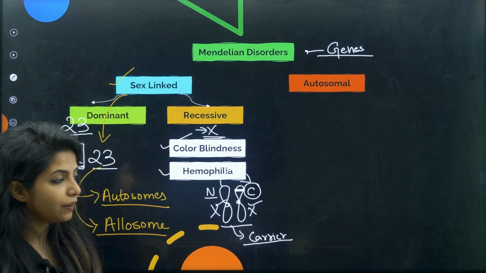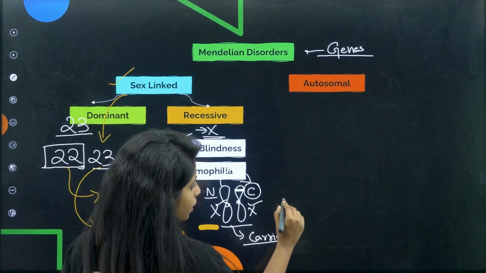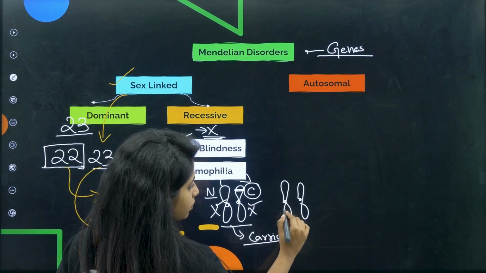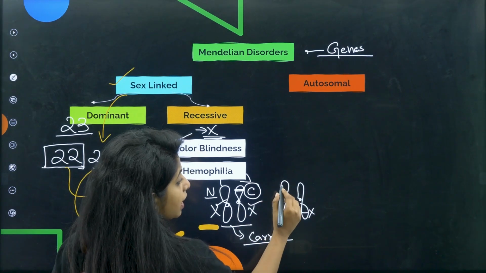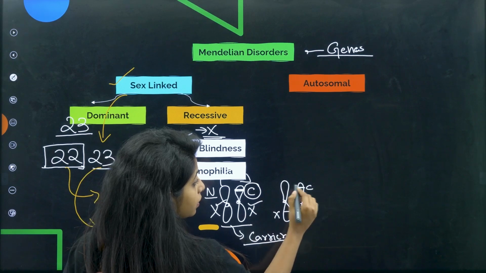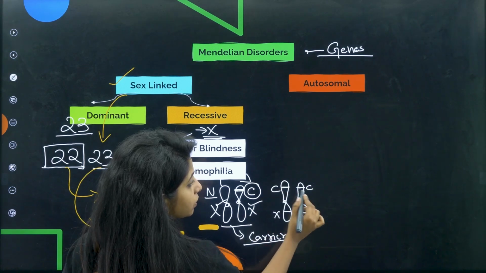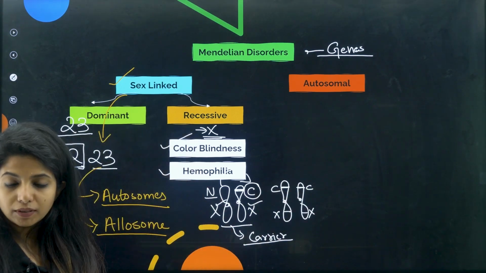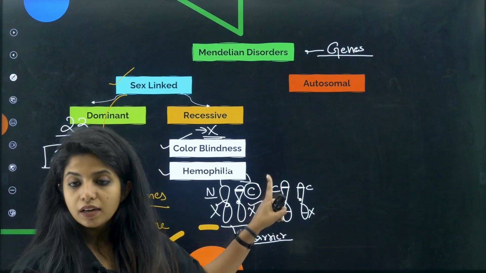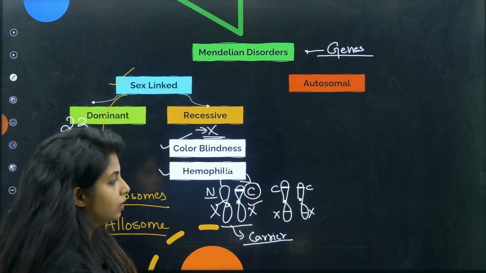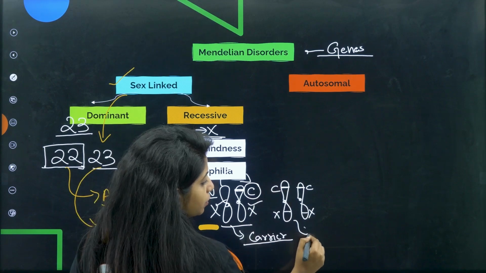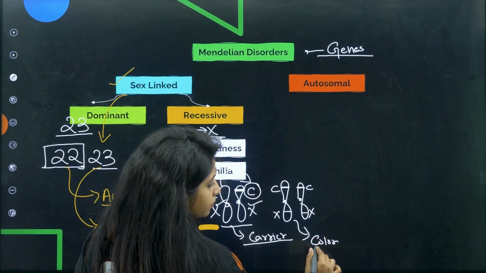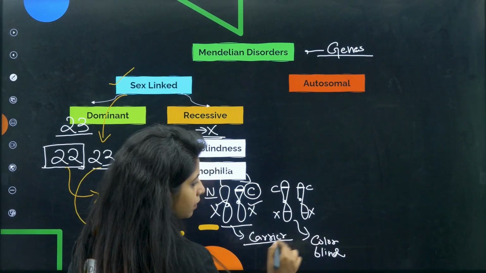On the other hand, if the condition was like this, where there are chromosomes X and X, and the problematic gene is present in both the chromosomes, then obviously there is no one to dominate over it, hence that person will be colorblind.